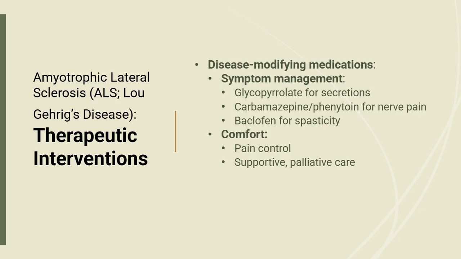Beyond disease-modifying drugs, many ALS medications focus on symptom management. Glycopyrrolate, Robinol, may be prescribed to reduce excessive oral secretions. Many ALS patients develop drooling because they lose the ability to swallow effectively, not because they produce too much saliva. Drying agents help prevent choking and improve comfort. Carbamazepine or phenytoin can be used for nerve-related pain or muscle cramps. Baclofen is commonly ordered to reduce spasticity, which becomes more prominent as motor neurons die and upper motor neuron pathways become affected.